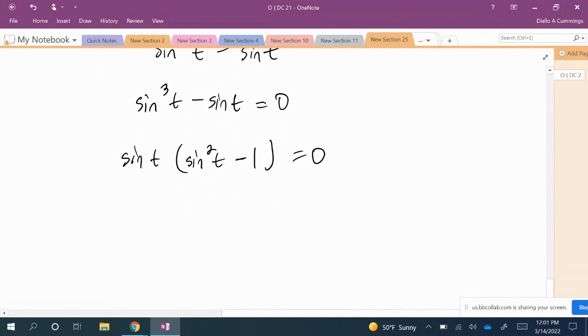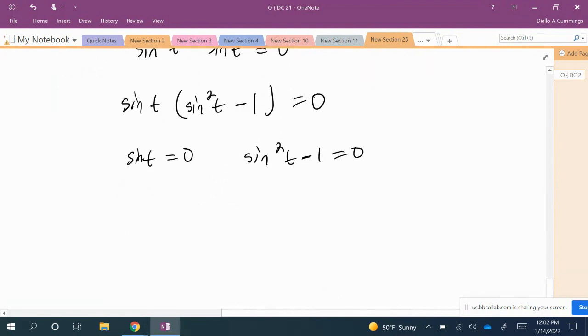Now I can apply the 0 factor property. So I can take both of my factors, and one of my factors is sine t. I can set that equal to 0. I can take the other factor, sine squared t minus 1, set that equal to 0. And I can solve. So notice that the first equation is already solved, right? It's already isolated for sine t, so we have sine t is equal to 0.